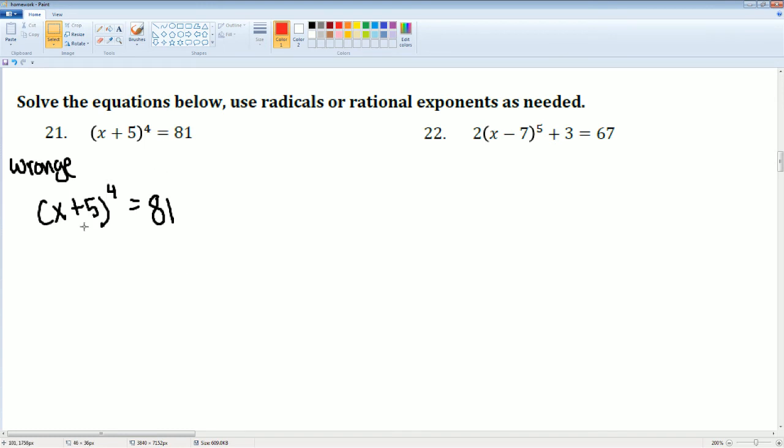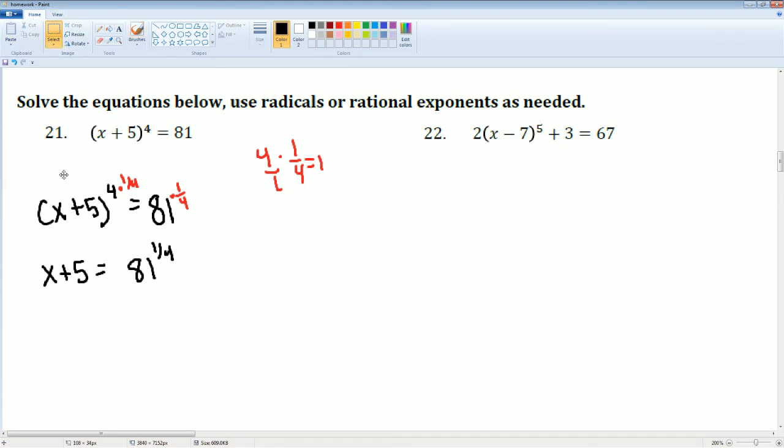You have to try to get rid of the 4 here. So what you need to do is multiply the exponent here by 1/4. So you're going to multiply this by the exponent of 1/4. Okay? So if you multiply this by the exponent of 1/4, so watch this, 4 times 1/4 just becomes 1. Okay? So what you have here is just x plus 5 is equal to 81 to the 1/4 power. All right? And now I'm going to do it the right way.